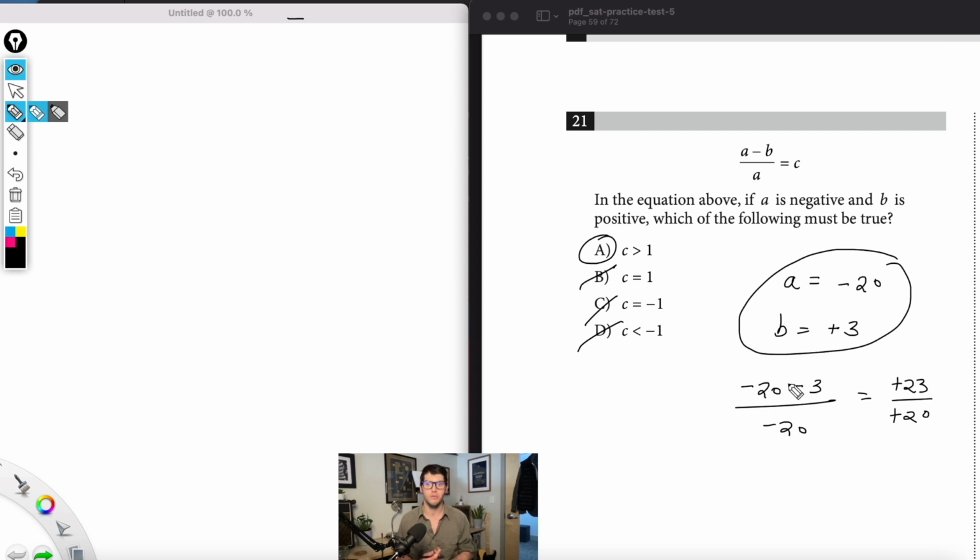So I didn't use numbers like 1 or 2 here because it wasn't necessary, and I was afraid it would lead to multiple answer choices working, which just meant it wouldn't be the end of the world. It would just mean that I would have to try out other numbers to get rid of the remaining answers. So there's number 21.